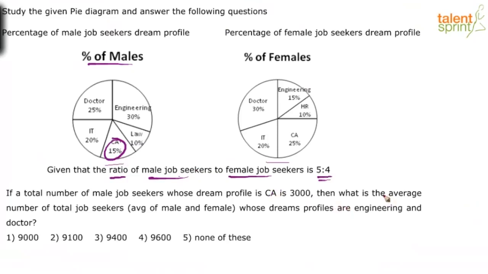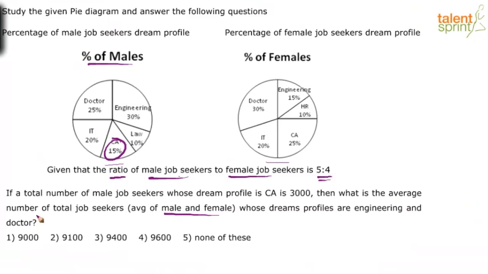Then what is the average number of total job seekers, average of male and female, whose dream profiles are engineering and doctor? So here we have to find out what? Find out the average number of job seekers, right? Average number of total job seekers, which includes male and female, right? Including male and female, whose dream profiles are engineering and doctor.